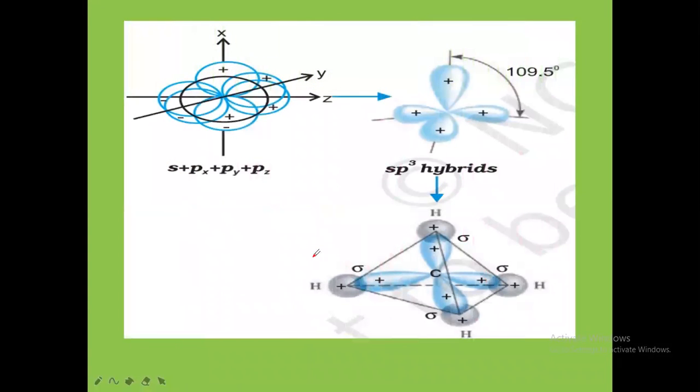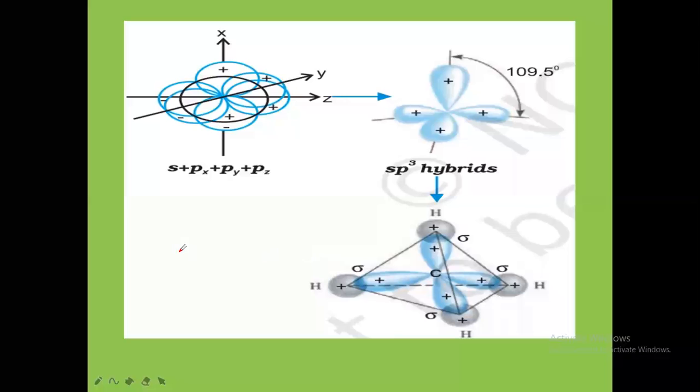Next, take the concept of hybridization that we discussed. In hybridization, we have different types. For example, here we have taken sp3 hybridization. In sp3 hybridization, one s orbital intermixes with 3 p orbitals. Here the s orbital is mixing with the 3 p orbitals: px, py, pz.